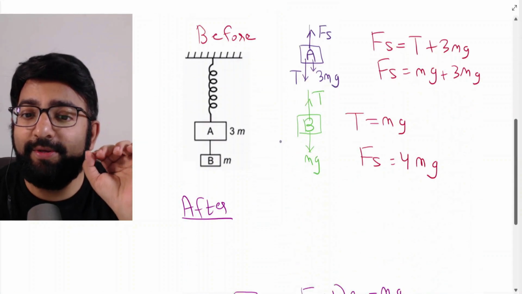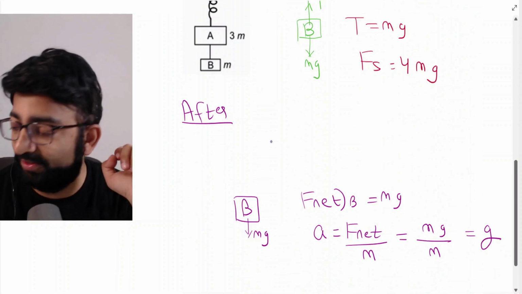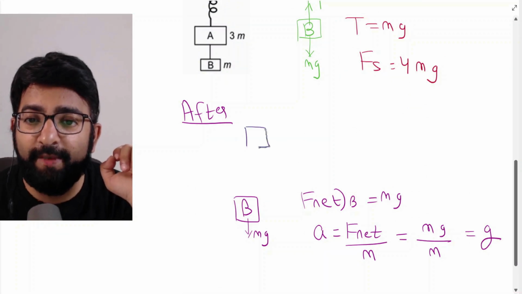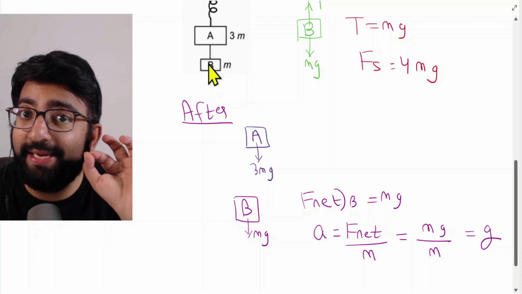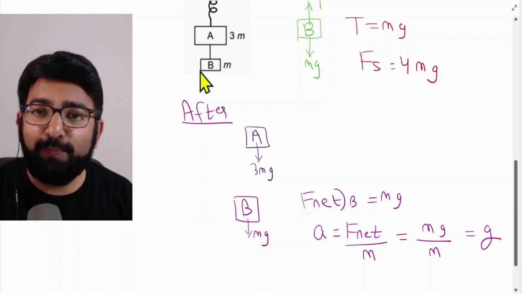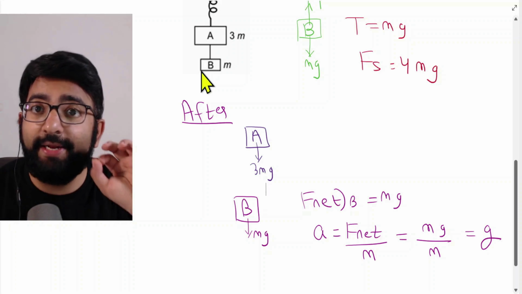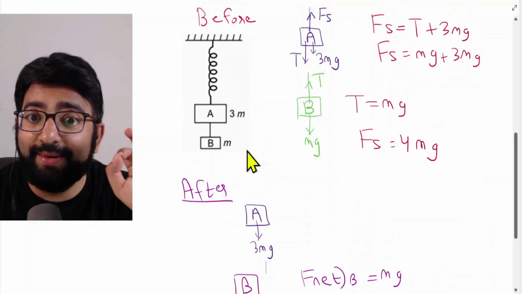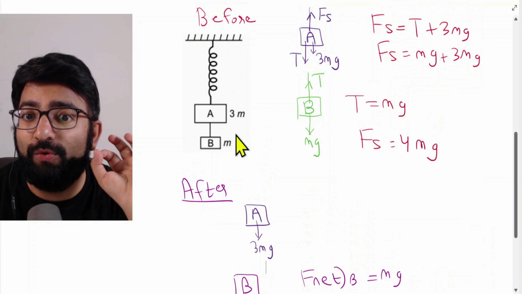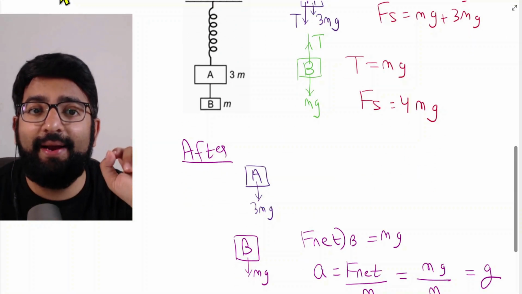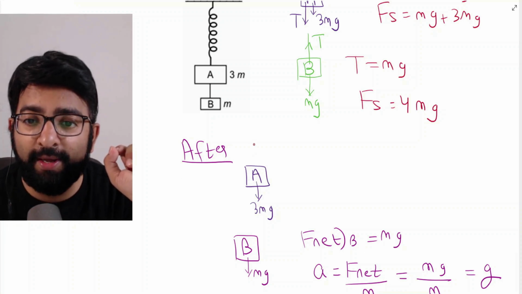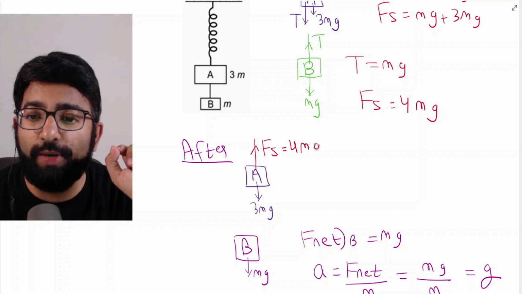Now let us repeat the process for A after the string is cut. So let us draw the diagram for A. The first force acting on A is the weight of A, which will be 3 mg. Again, like B, there is no tension connected to A because the string has been cut. There will be no downward tension acting on A in this situation. But the spring is still connected to A. So the upward pulling force of Fs, which was 4 mg, is still acting in this case. So let us draw on A. We will draw an upward spring force whose value is equal to 4 mg.